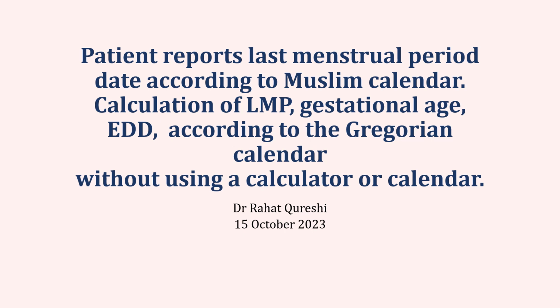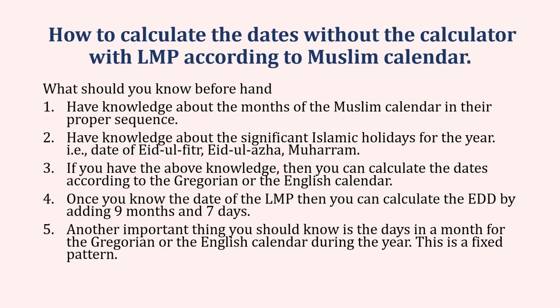How do we convert the dates and calculate the duration of the pregnancy, the last menstrual period, and the expected date of delivery according to the Gregorian or the English calendar? So to do that, we need to remember some facts. We should know beforehand the sequence of the months of the Muslim calendar and the names of the months of the Muslim calendar. So this has to be remembered.